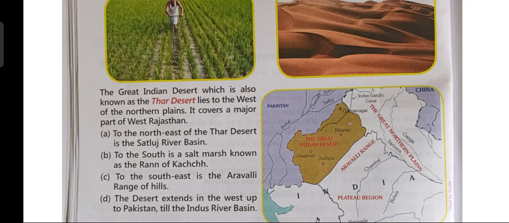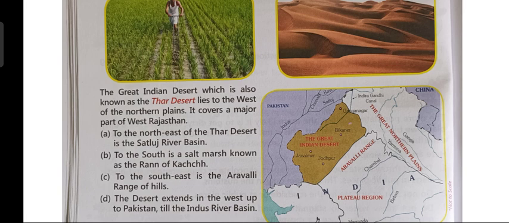To the southeast is the Aravli Range of hills, and the desert extends in the west up to Pakistan till the Indus River basin. So, children, as you all know, there are six physical features in India about which we have already read in chapter number 1. We have read about two physical features till now. In chapter 2 we read about the northern mountains and in chapter 3 we learnt about the northern plains. Now we have started with the third physical feature, the Western Desert.